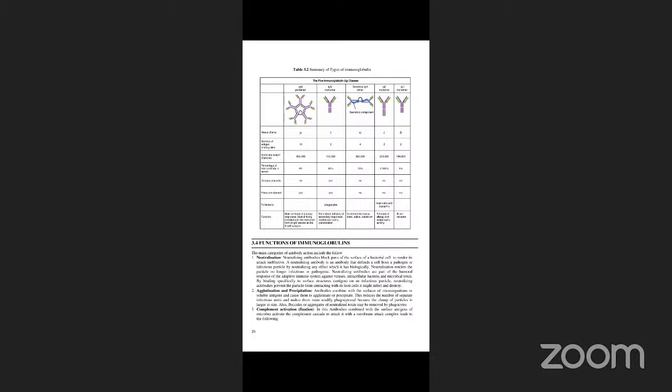The next is agglutination and precipitation. So these antibodies, when combined with the surface of the microorganism or antigen, in this antigen antibody reaction, it produces agglutination or precipitation. So if you perform practicals in the laboratory, you can see the blood grouping. I think you have done blood grouping? Yes, ma'am. So you will see the precipitation, right?